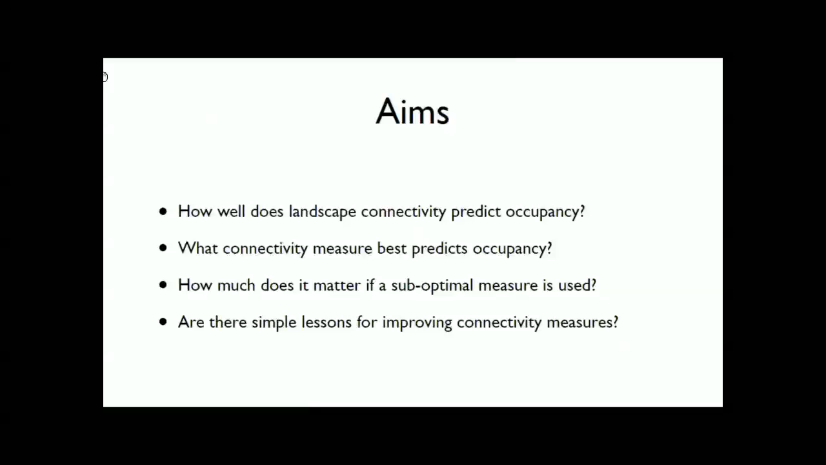So this is a theoretical study, and the aims of it really are, first of all, just to say how well do these kinds of landscape connectivity measures, of the sort I've shown on the previous slide, actually predict occupancy of patches in a metapopulation? Specifically, if we're to choose between different measures, which measure is the best one for predicting occupancy? And if we get the measure wrong, if we choose a suboptimal measure, how much does it actually matter? And finally, is there some kind of simple rule, a series of rules of thumb that we can develop from these ideas for improving the measures which we're using?